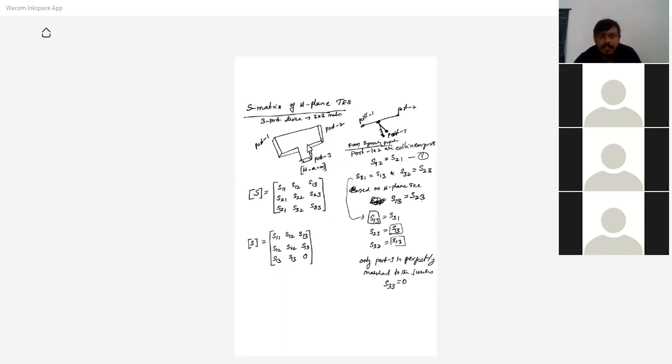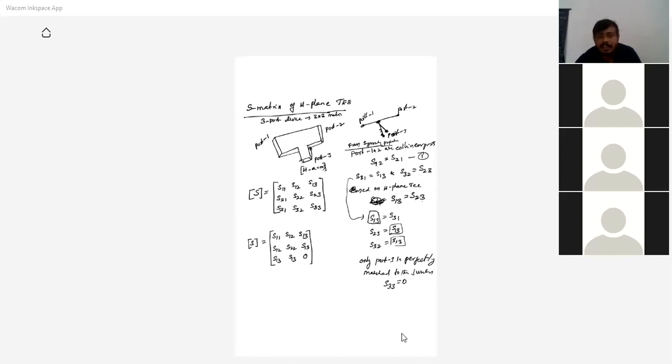Now, in the H plane T, all three ports are in the same plane. Already I told you 1 and 2 are the collinear ports, so they will follow the symmetry property. Based on that, S12 is equal to S21. Ports 1 and 3, and 3 and 2, also follow the symmetry property. Then you can write S31 is equal to S13 and S32 is equal to S23. This is the symmetry property.